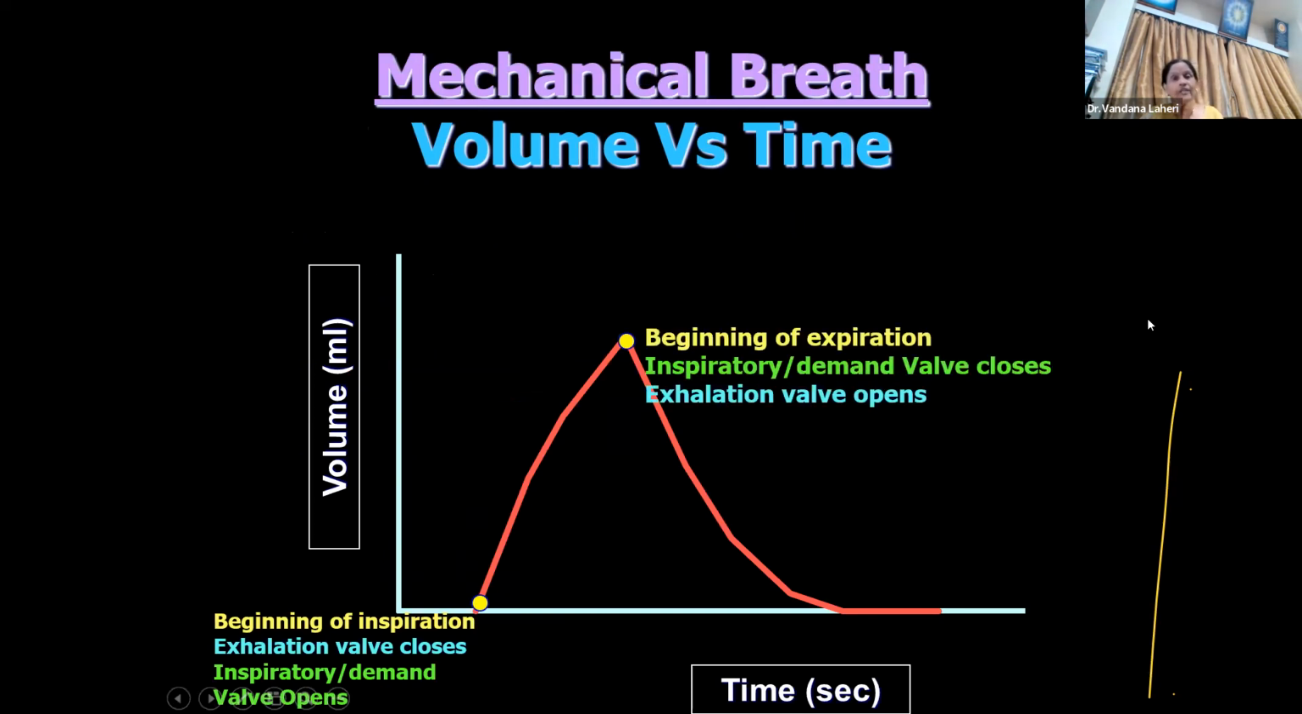Here is the beginning of expiration. The inspiratory or the demand valve closes, the exhalation valve opens. This is where the flow begins to fall, so your pressure drops, and your volume drops. You can see it on the volume graphic. This is called the inspiratory limb and this is called the expiratory limb.